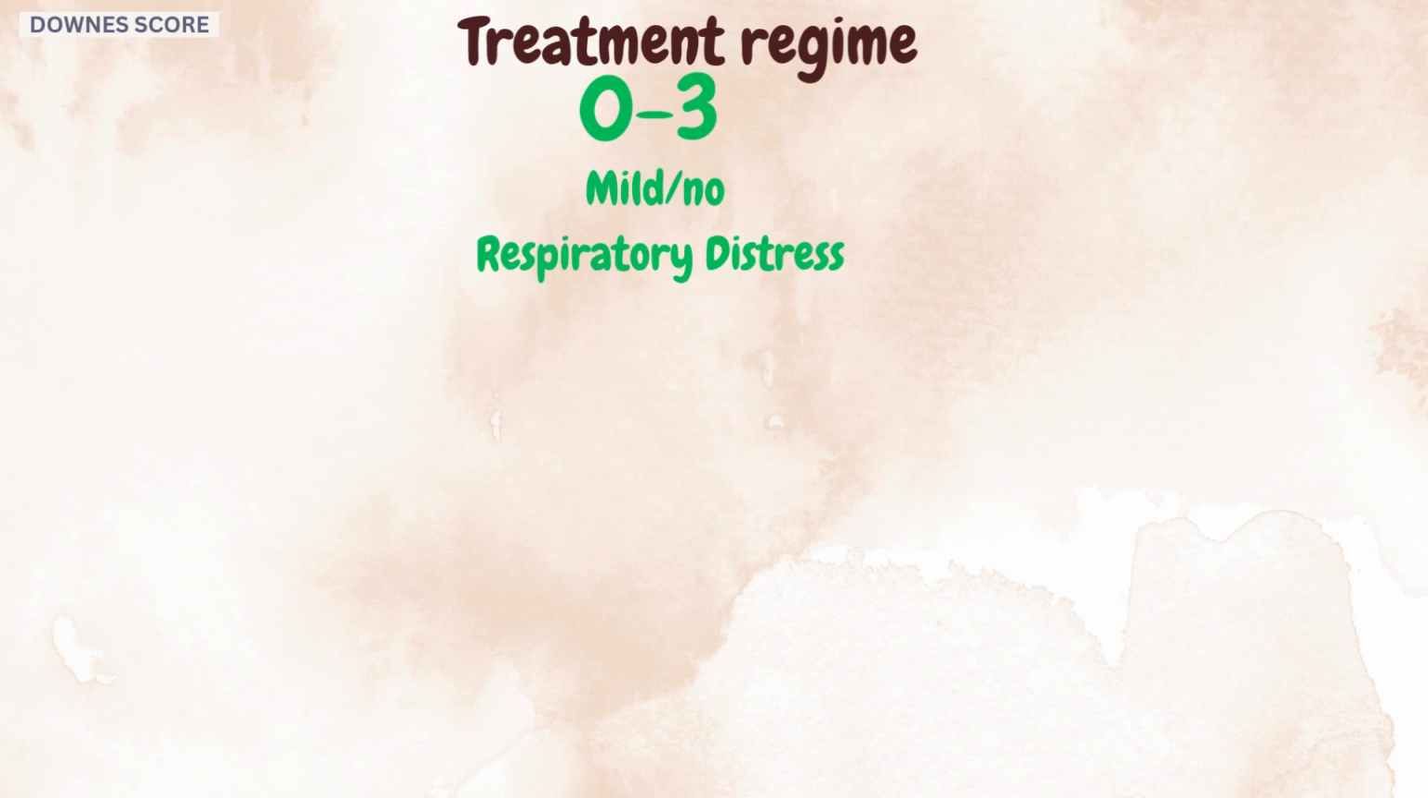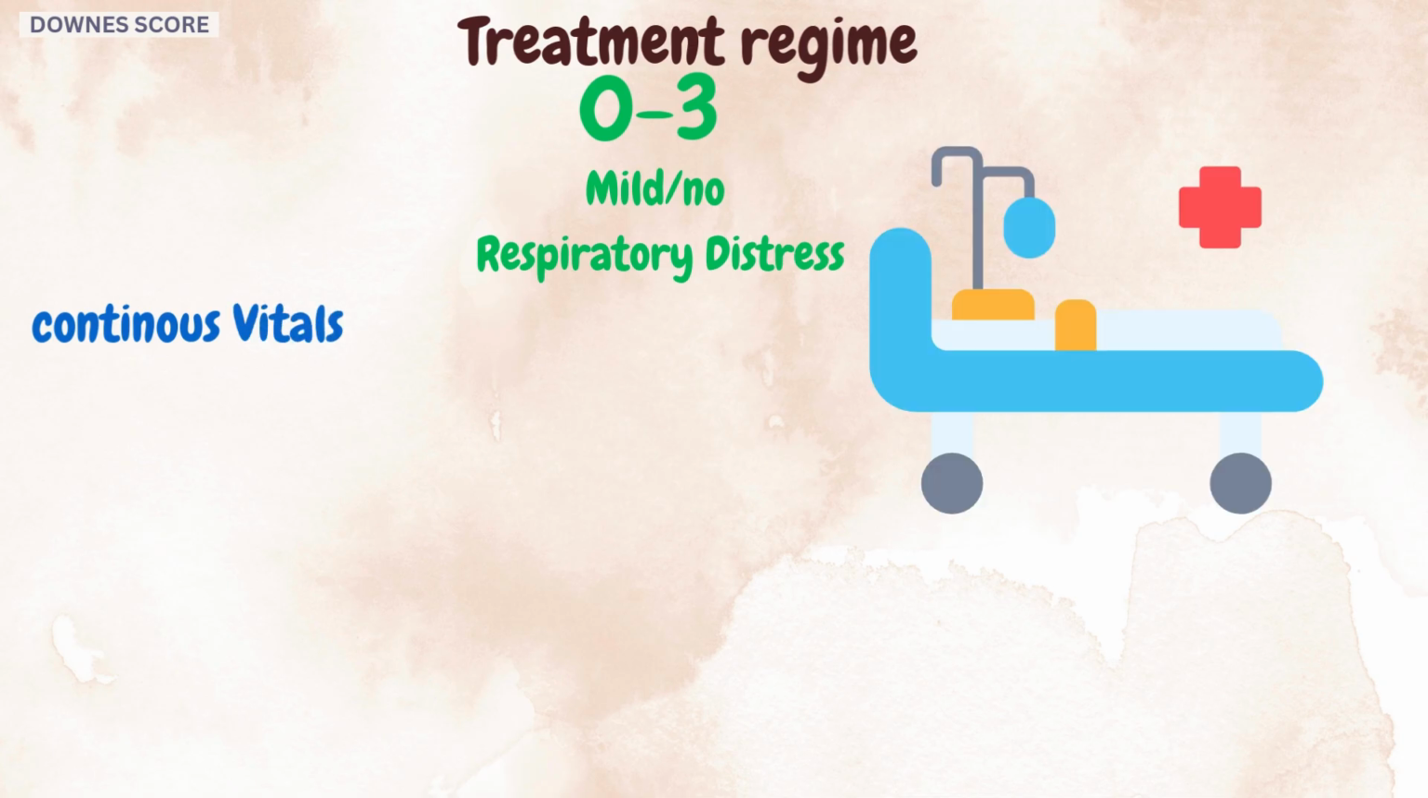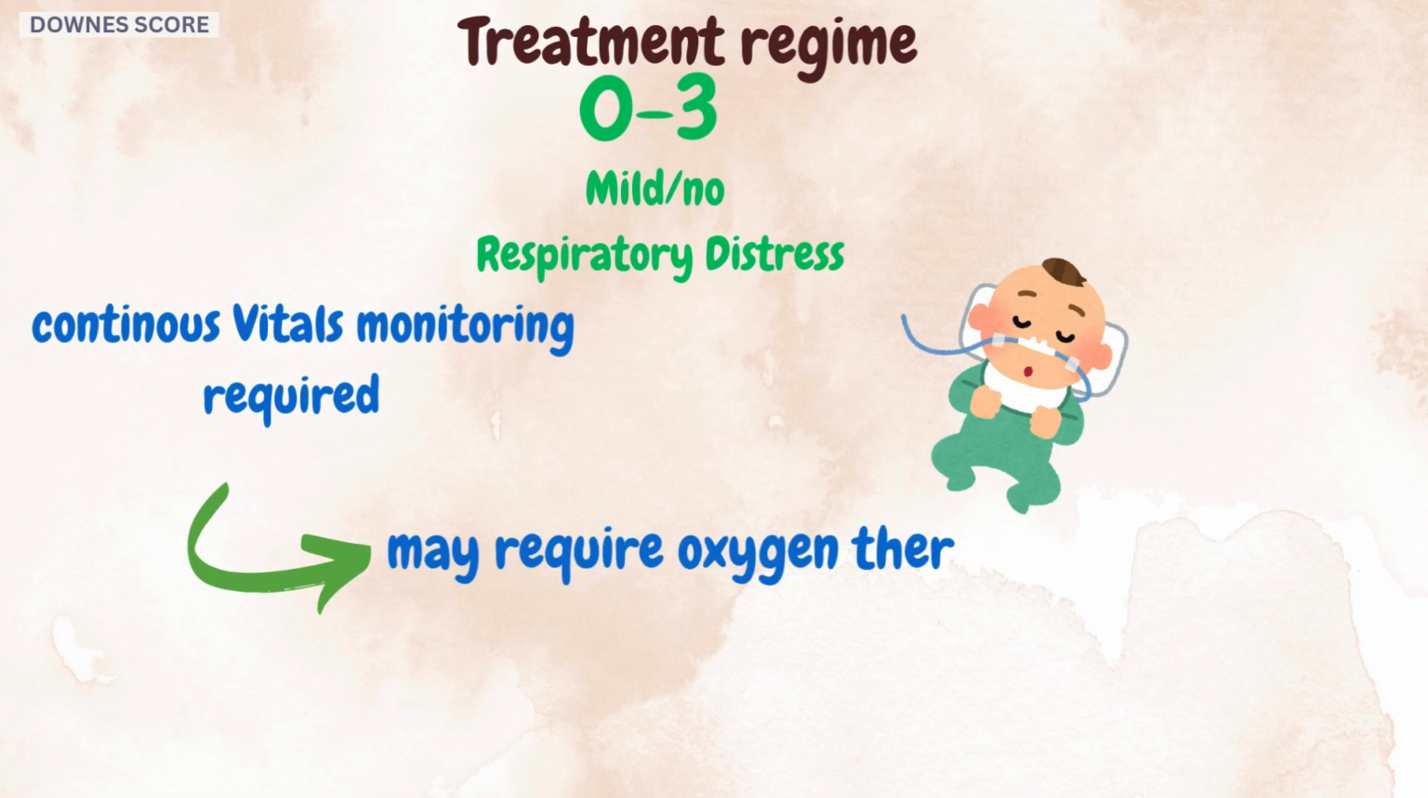Now let's understand the treatment regime for the baby with respiratory distress. If the Downey score falls between 0 to 3, this means that the newborn has mild or no respiratory distress. This means the newborn requires continuous vitals monitoring. Also, sometimes may require oxygen therapy.